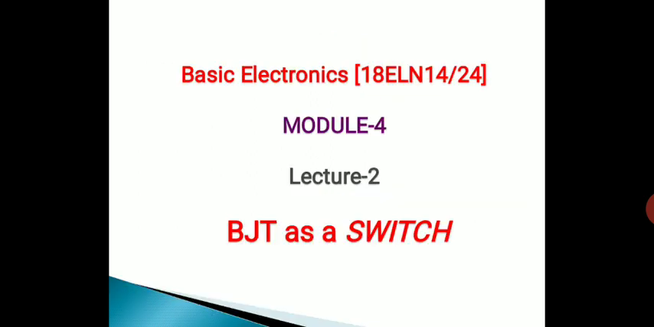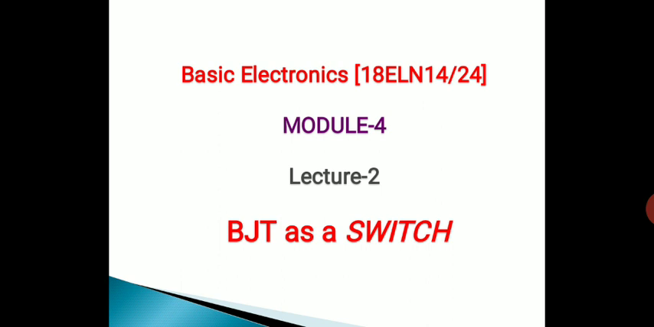We are discussing module 4 of the subject Basic Electronics, and in the previous lecture we studied one important application of the bipolar junction transistor, that is how BJT can be used as an amplifier. In today's class we'll be discussing a second important application of BJT, that is how BJT can be used as a switch.